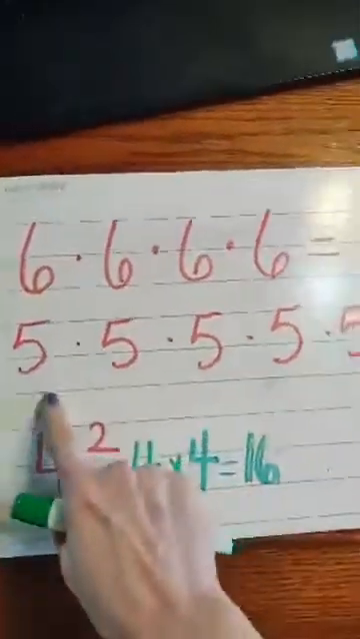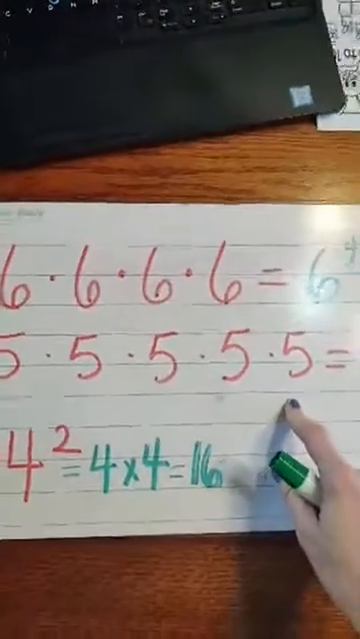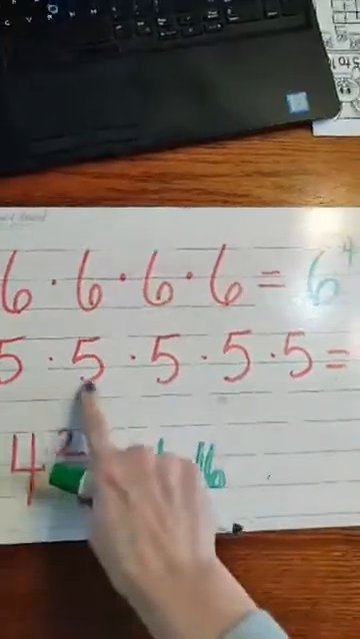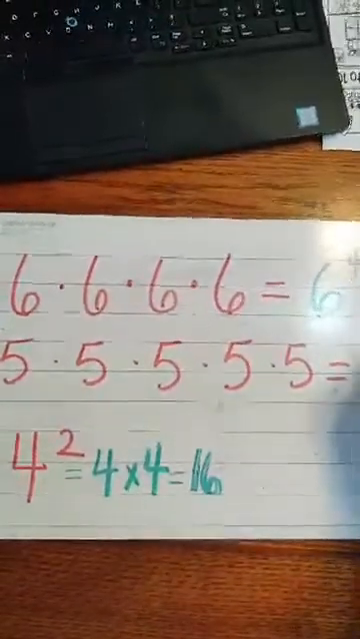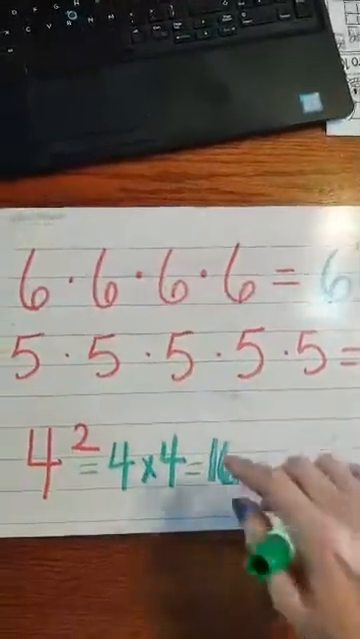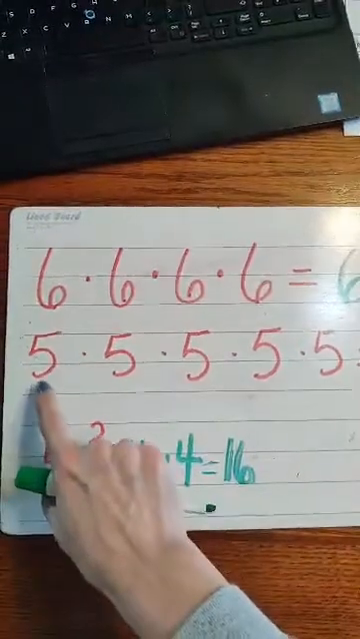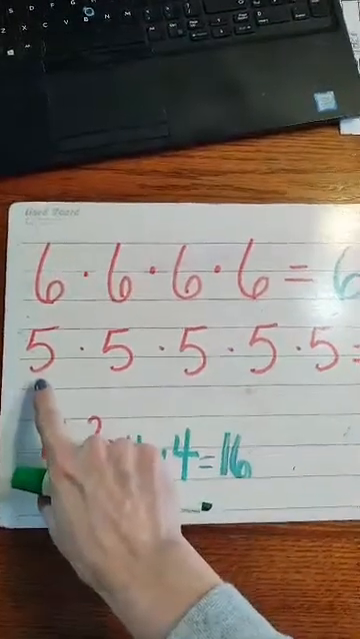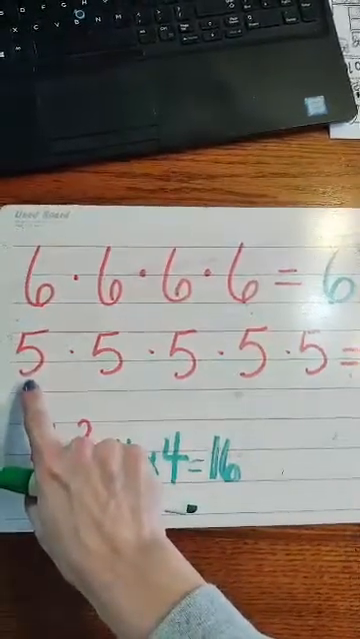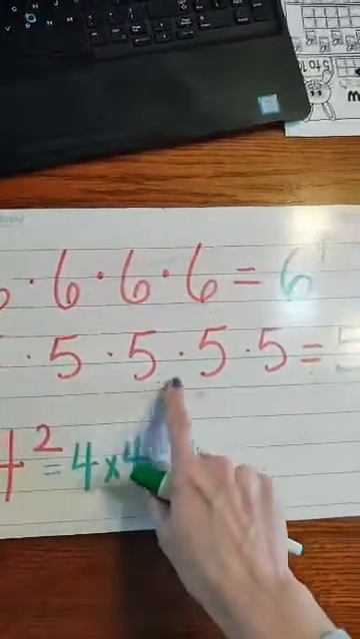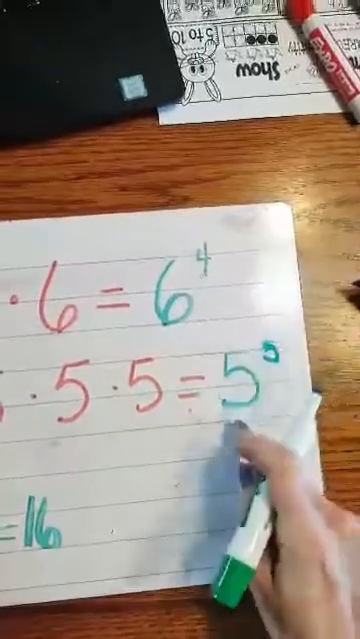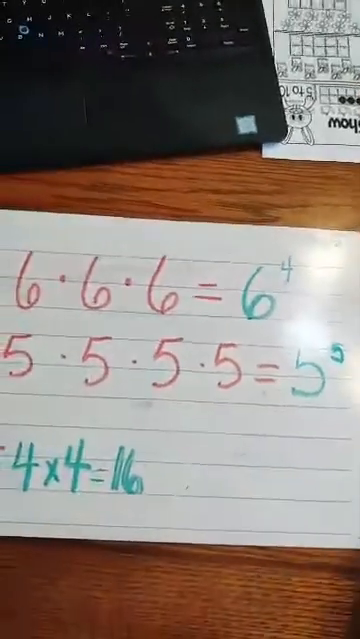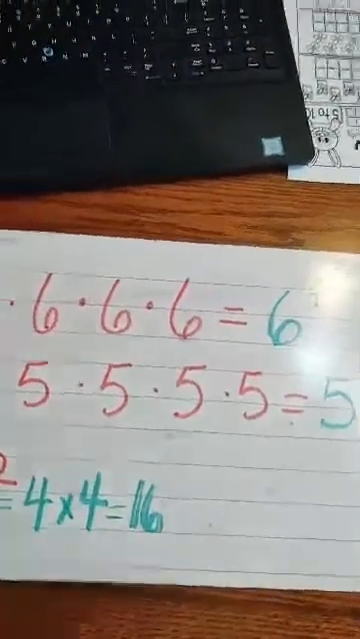All right, so try this one, guys. First of all, what will my base number be on 5 times 5 times 5 times 5 times 5? You got it. My base number is 5. And what will my exponent be? Remember, I count the number of 5s I have: 1, 2, 3, 4, 5. So my exponent is 5. 5 to the 5th power. Okay? All right, fifth graders.